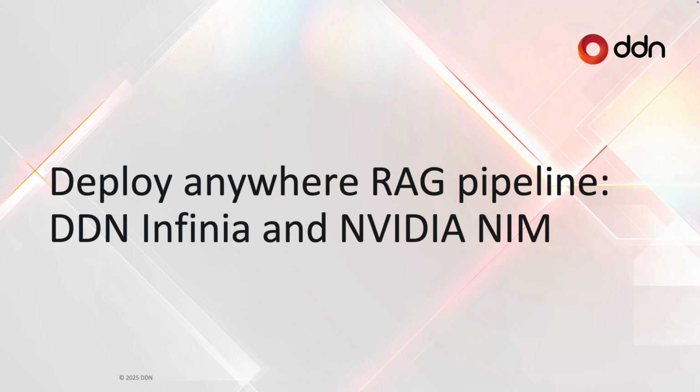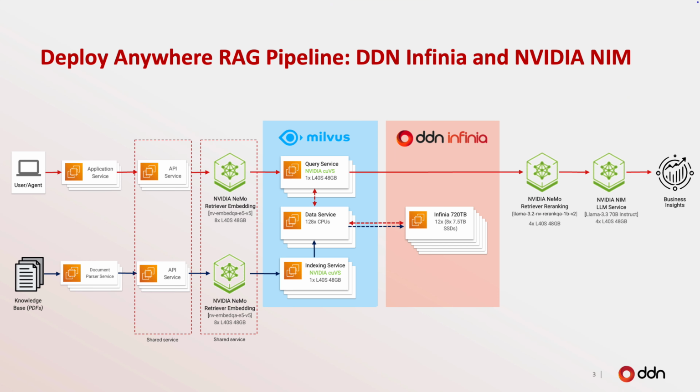Today, we'll be showing how DDN enables a one-click high-performance RAG pipeline for enterprise use. Our RAG pipeline solution is enterprise class and easy to deploy for use in any environment, whether NCP cloud, hyperscaler cloud, and of course, on-prem. Let's take a closer look at the architecture.